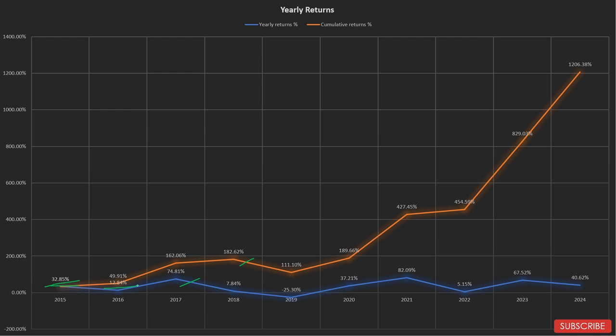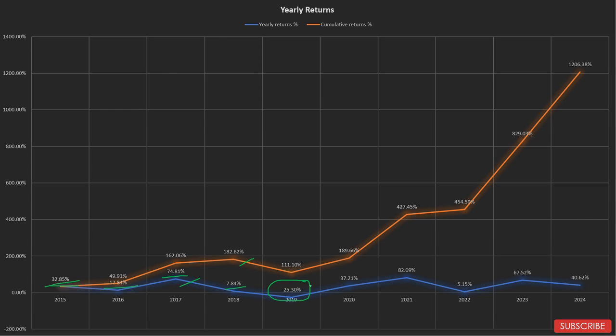2016 was an average year with returns of 12.84%. 2017 was a very good year for this sector, and the sector gave returns of 74.81%. But 2018 was a poor year for this sector with only 7.84% returns, and 2019 was a disaster for this sector with negative returns of 25.30%.